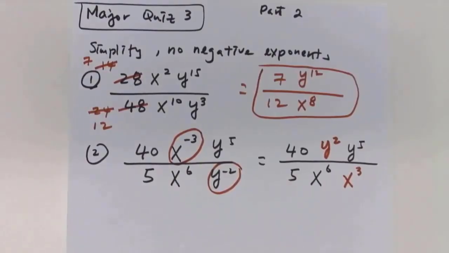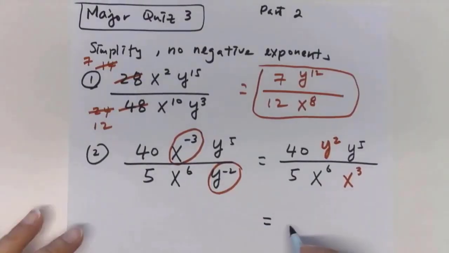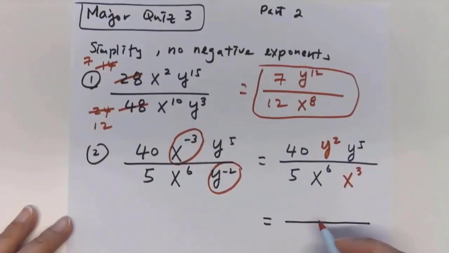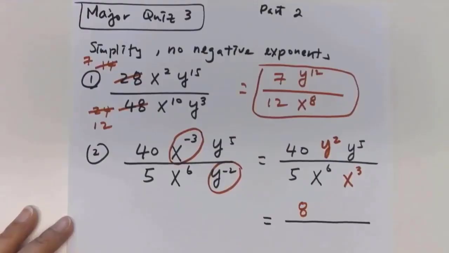And now you can reduce, right? Go ahead and reduce that for me. Okay, both of them can be reduced by what number? 5 times 8 on top, 5 times 1, right? And we don't really have to write a 1, but if you want to, that's fine.